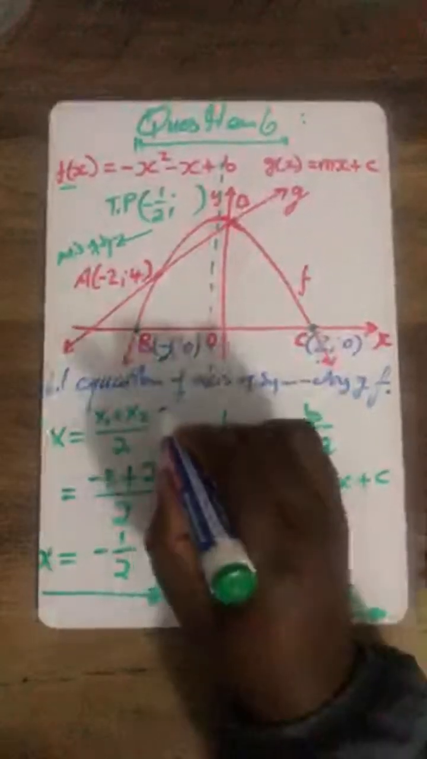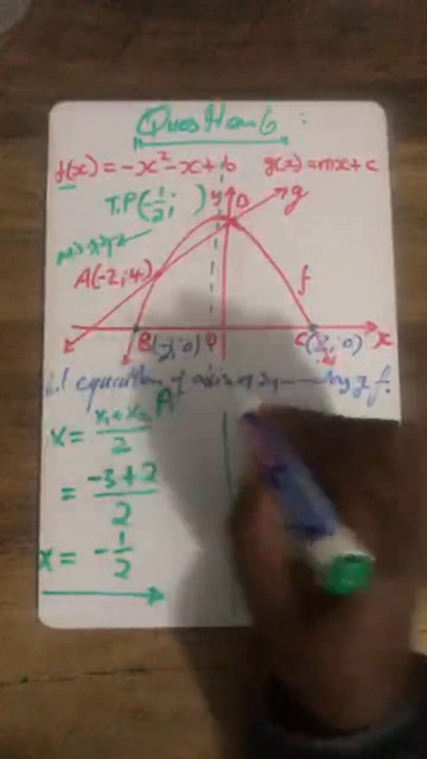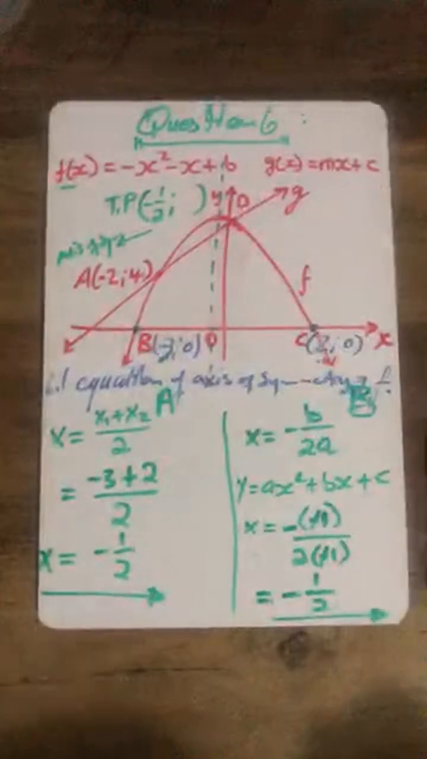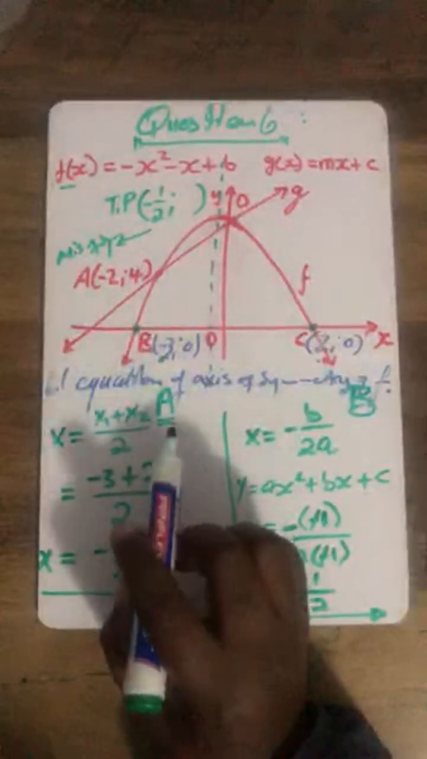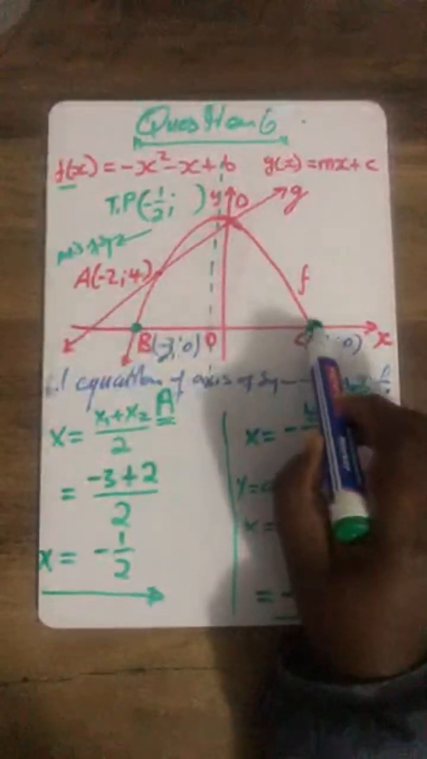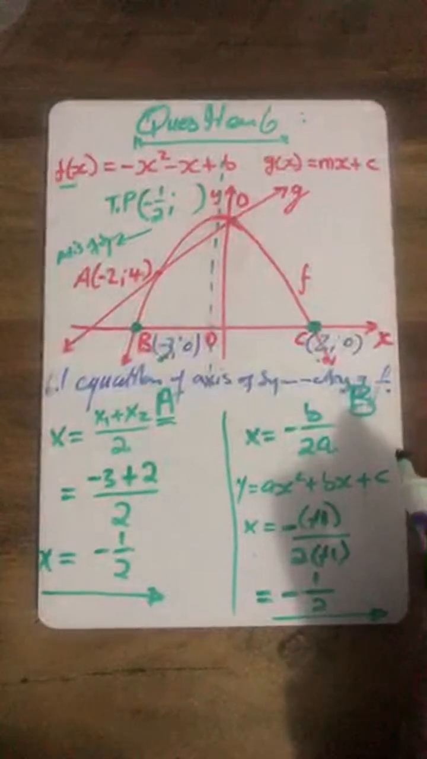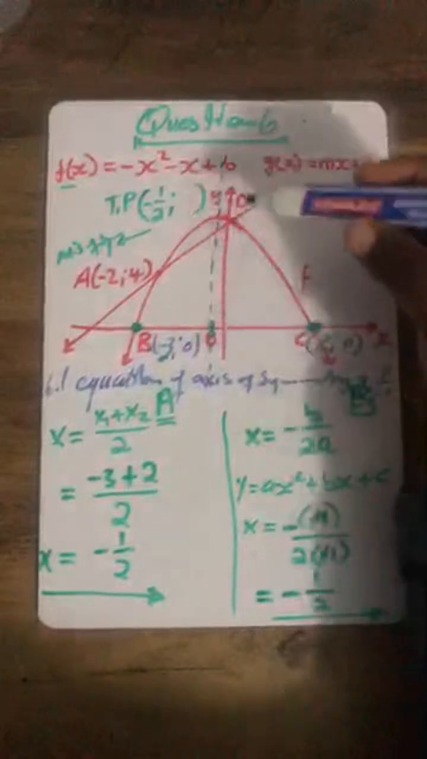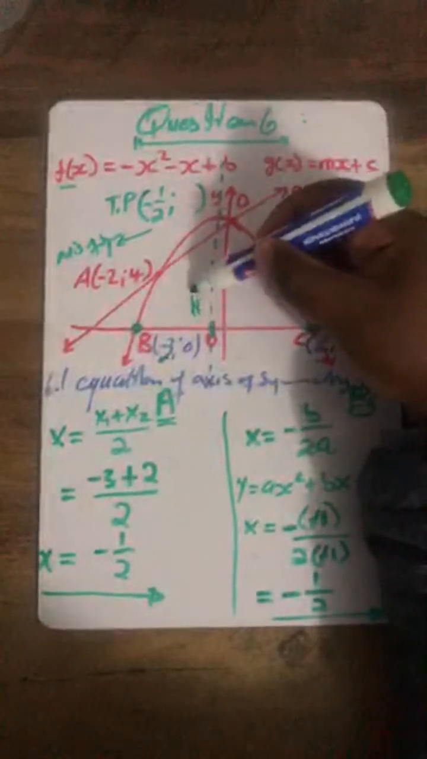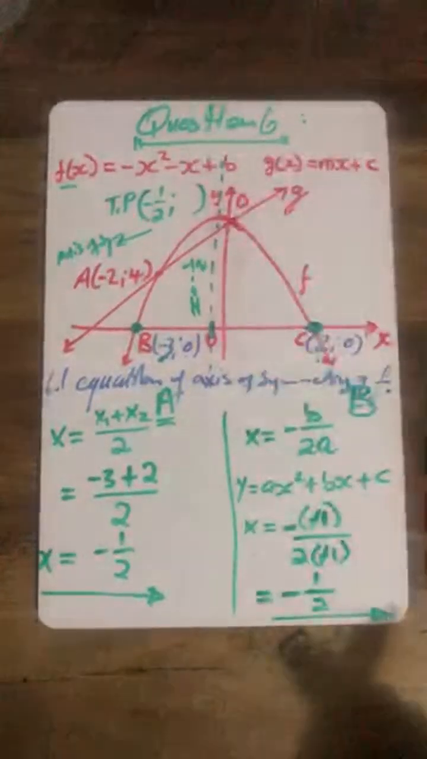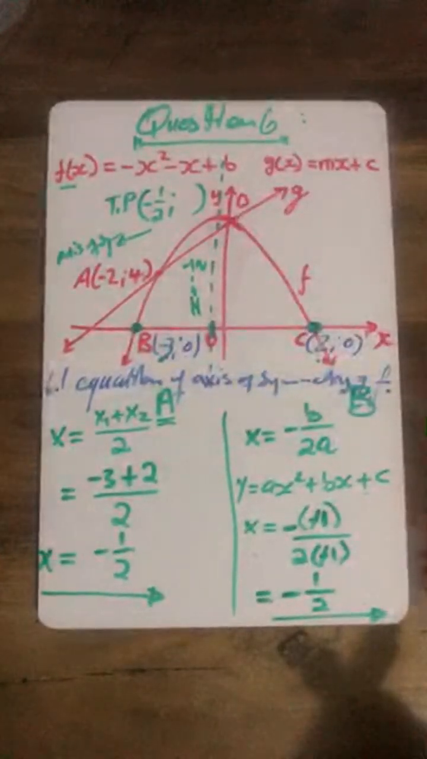So that's why I'm saying you can use method A or method B. When do you use method A? That's if you know the x-intercepts. You just find the midpoint of the x-intercepts. That midpoint, where x is equal to negative 1 over 2, is your axis of symmetry.